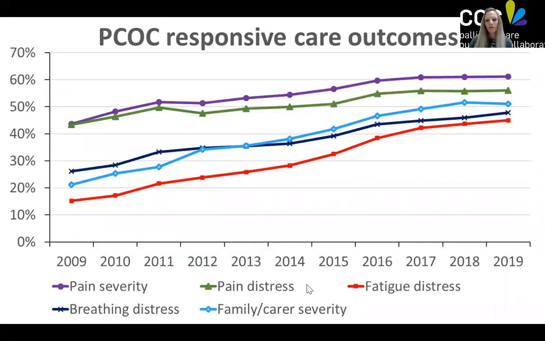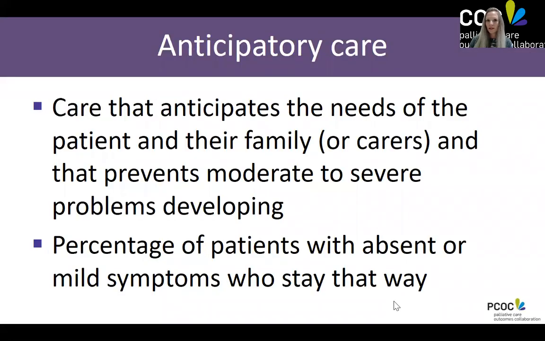Here is an example of Australian results over time for the responsive care outcomes. The benchmark is set at 60% for this set of outcome measures, and this one's representing a selection of the symptoms and problems. The second clinical concept is anticipatory care. This is care that anticipates the needs of the patient and their family or carers, and that prevents moderate to severe problems developing. So it could include anticipatory medications, for example. The measure is the percentage of patients with absent or mild symptoms who stay that way. So in the Symptom Assessment Scale, for example, that is 0, 1, 2, 3.